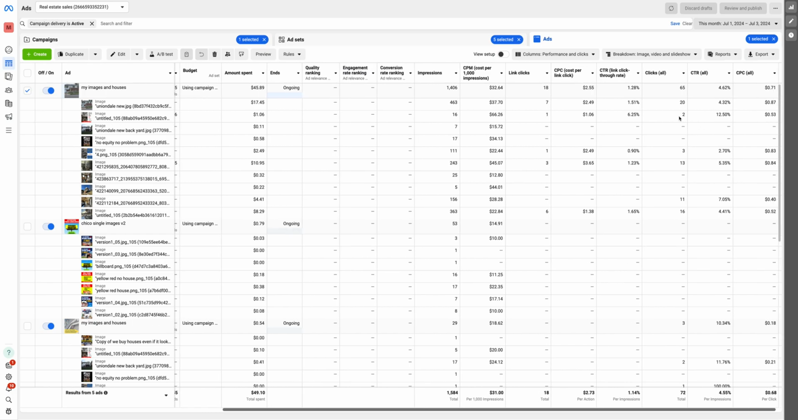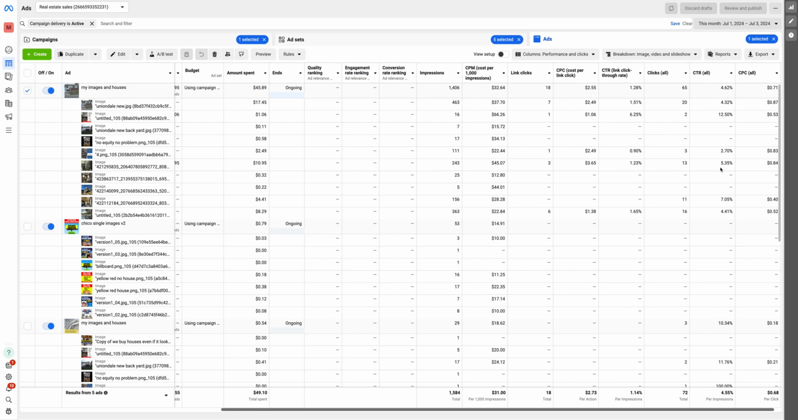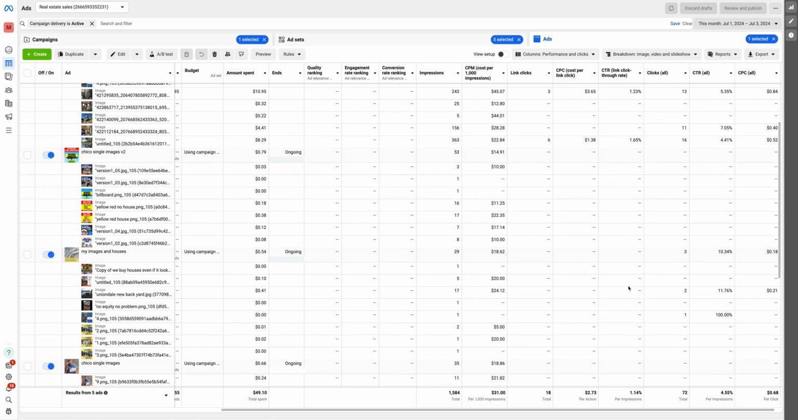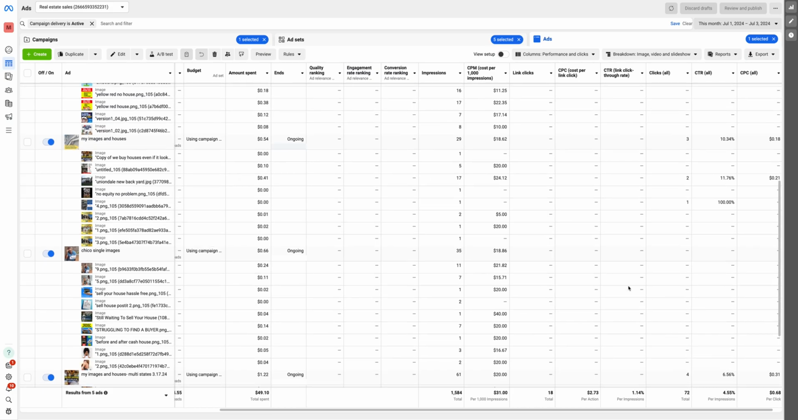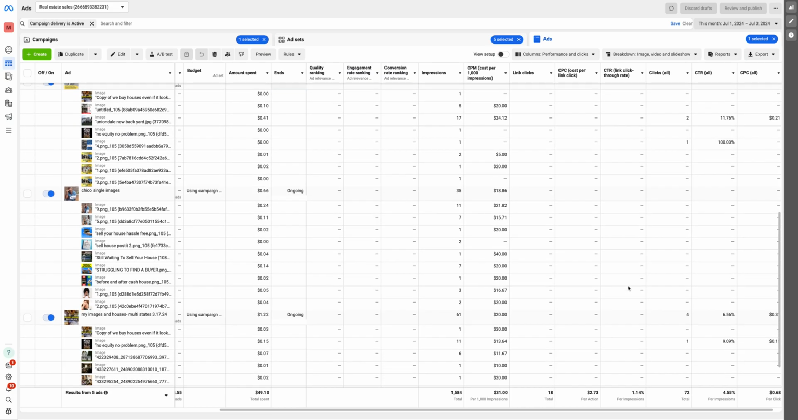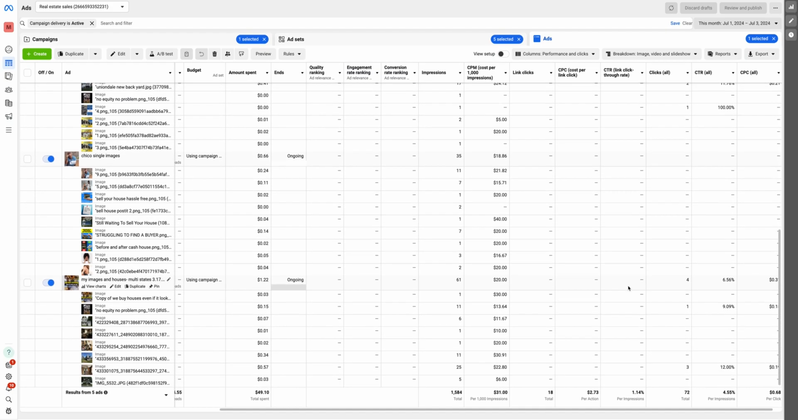This one here, the one we got our lead from, has a click-through rate of 12.5%. That's pretty good. And this one here, where we got our other lead from, is 5.5%. Not bad. Let's see, where else are we getting some activity? Because Facebook's not really pumping these out, we're not getting a whole lot of activity in these other ad sets.